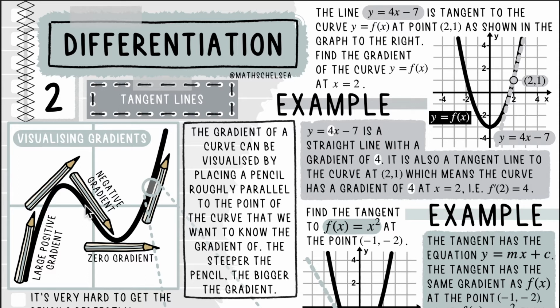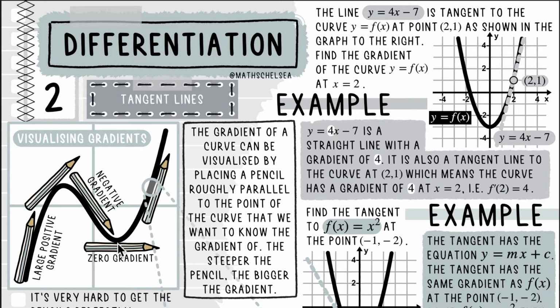Now, if we were to take this point here, the pencil is going in the opposite direction. It's decreasing from left to right. This tells us it has a negative gradient. And then finally, if we were to pick a point like this on the curve, our pencil would look something like this, which is pretty much horizontal. This tells us that the gradient is 0. There is no gradient at this point. This will be called a stationary point later down the line in the worksheets to come.